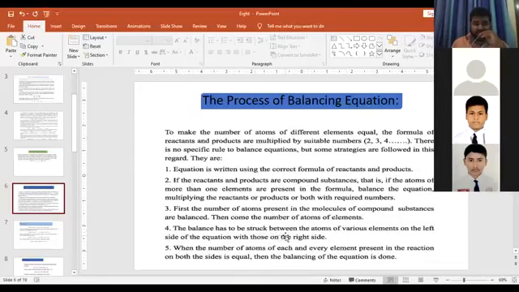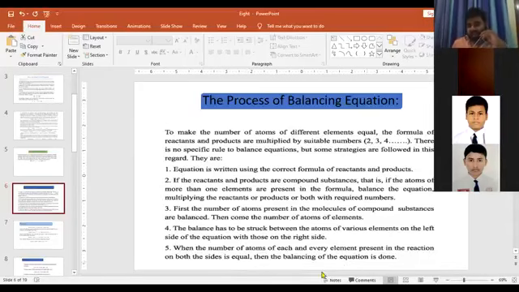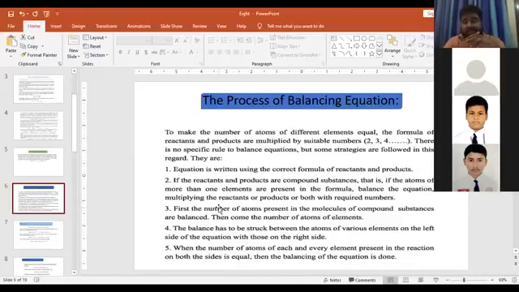Four, the balance has to be struck between atoms of various elements on the left side of the equation and the right side. Then the number that you balance, number two, three, or four, you have to write on the left side of the symbol or formula. When the number of atoms of each and every element present in the reaction on both sides is equal, the balancing of the equation is done. Okay. I will show in an example. It is very easy to understand.